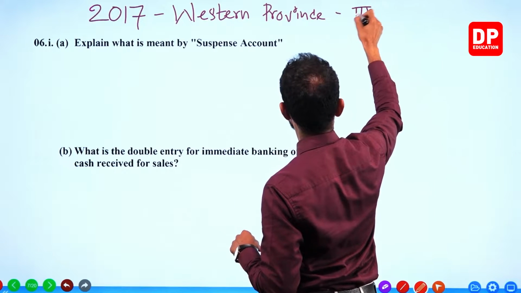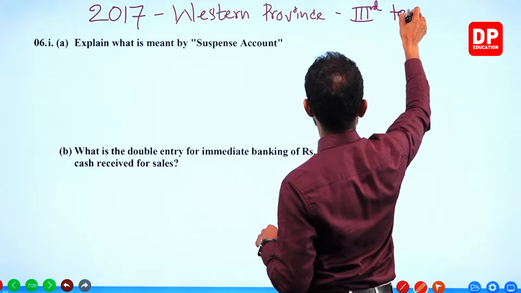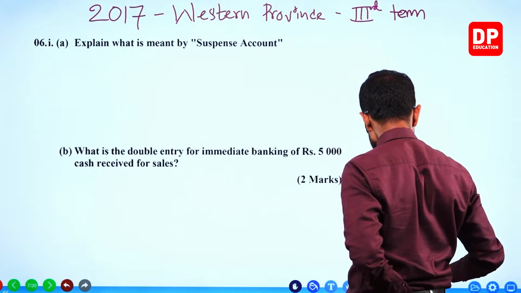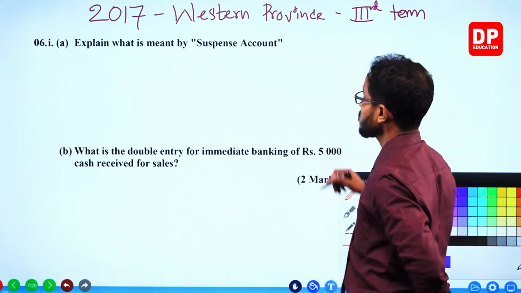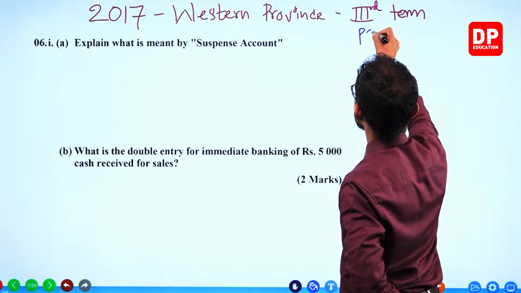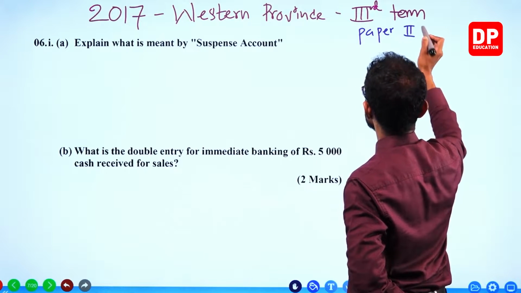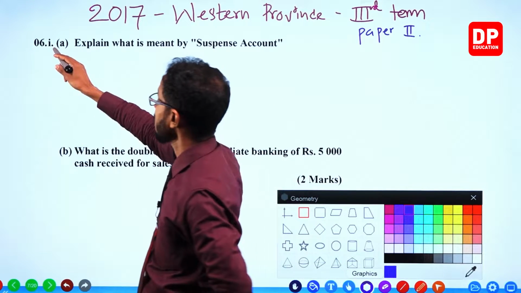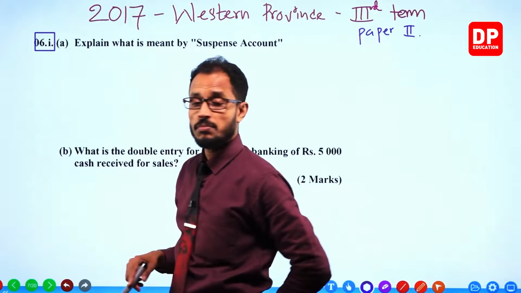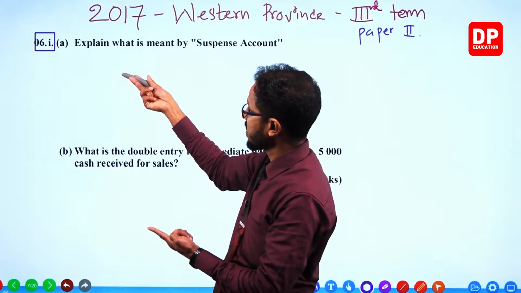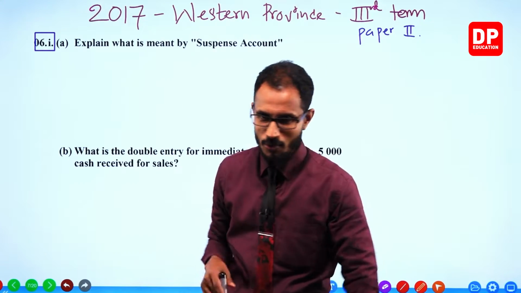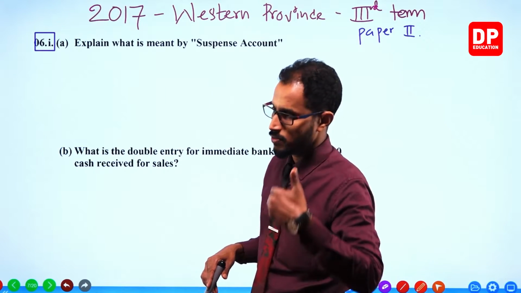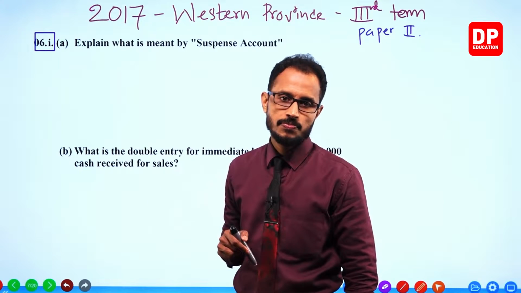Third term, paper 2. We are in the accounting part. We did question number 5 in the previous video. This is question number 6, and we have one more, question number 7. There is a problem in question number 7. I'm going to make it clear to you at the end of this video. All right.